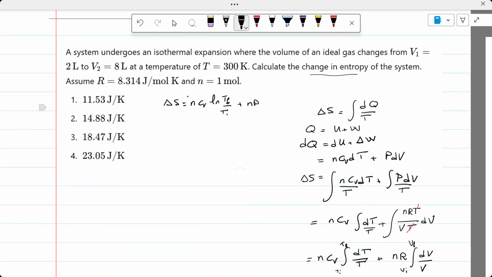Now, one nice thing about this formula is that, let's say I have an isochoric process, then this cancels out. What if I have an isothermal process? This cancels out. And if I have an isobaric process or an adiabatic process, both terms will stay there.